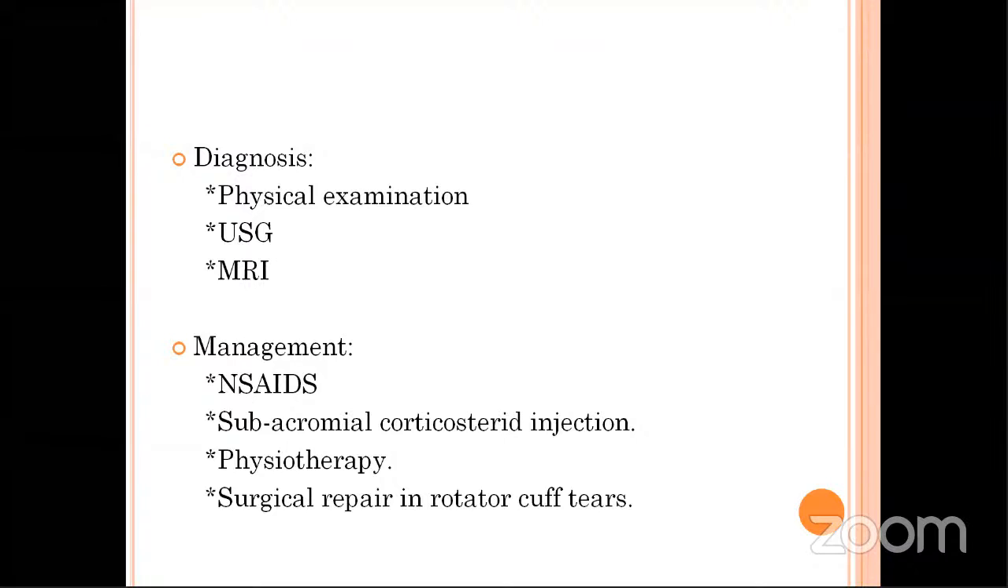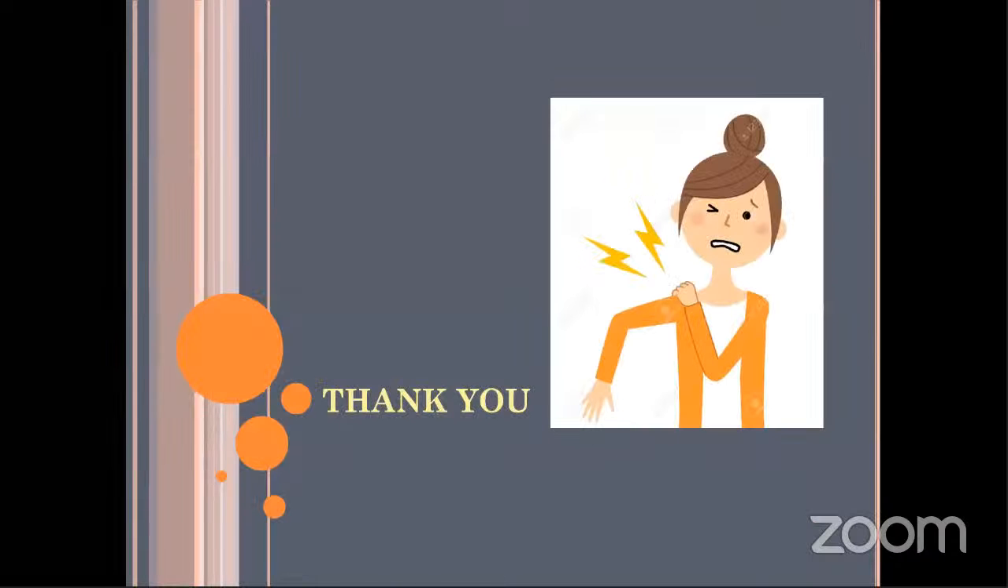Diagnosis is through physical examination. You can use the help of USG as well as MRI. Management is conservative, with NSAIDs, and you can give a subacromial corticosteroid injection to reduce the inflammation. Physiotherapy also helps. If there is any rotator cuff tear, you can go ahead with surgical repair.